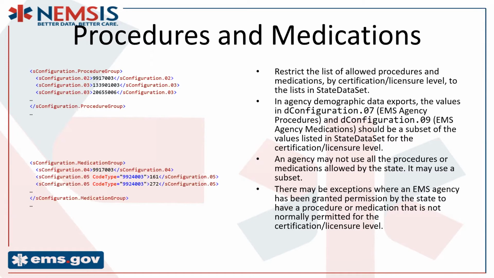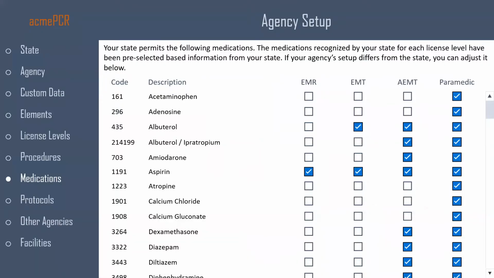As always, there may be exceptions where an EMS agency has been granted permission by the state to carry or perform a procedure or medication that's not normally permitted by the state for that license level. And so it's important to continue to provide the ability for an agency to add medications or procedures beyond what the state has configured, but that should be kind of an extra step. So out of the box, they get what the state has provided as their starting point. And that was the example I showed at the beginning.